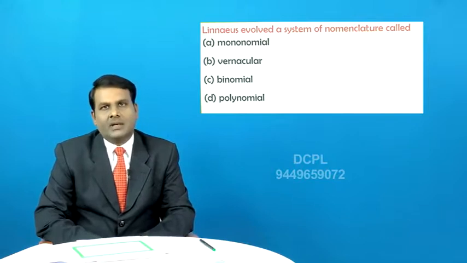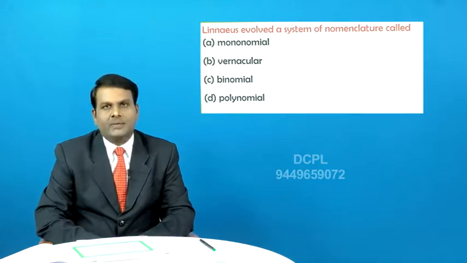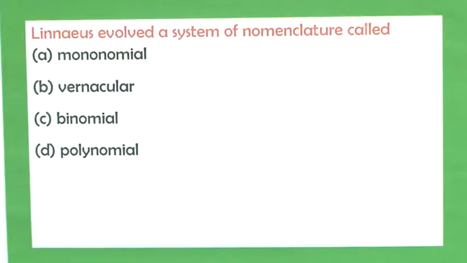Binomial nomenclature includes giving 2 names to an organism. The first name is the genus name, the second name is the species name. The genus name starts with a capital letter, the species name starts with a small letter, and there will be a space between the genus name and the species name. You already studied the rules and advantages of binomial nomenclature in the chapter Biological Classification. So, based on this, let us take one question.